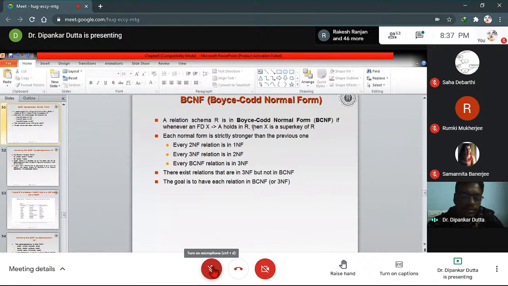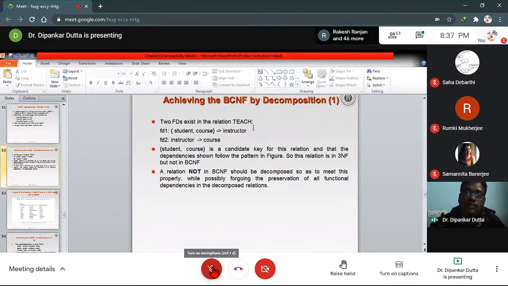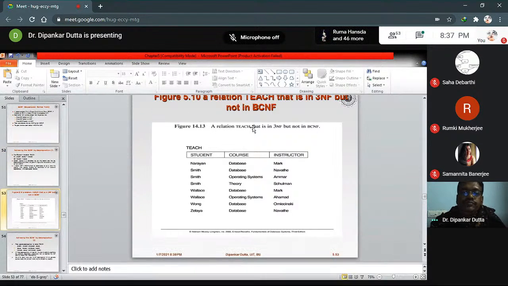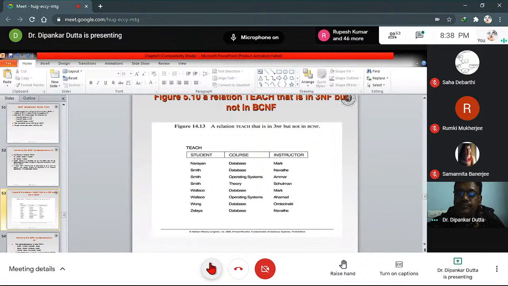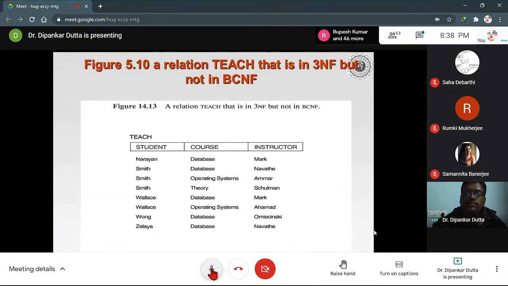From this example you can understand that. Okay, from this example it is clear. It should be clear to everybody.